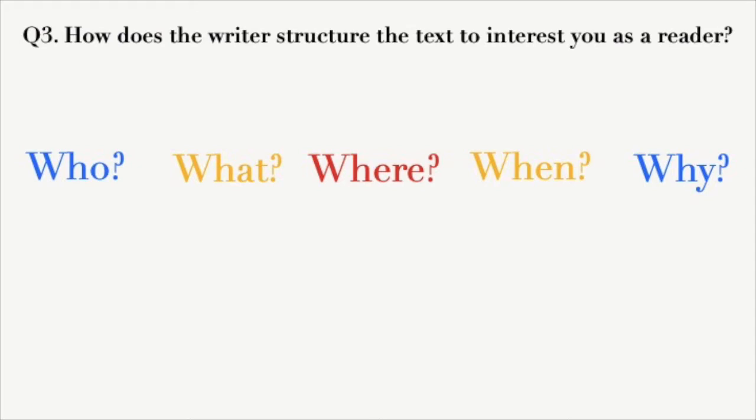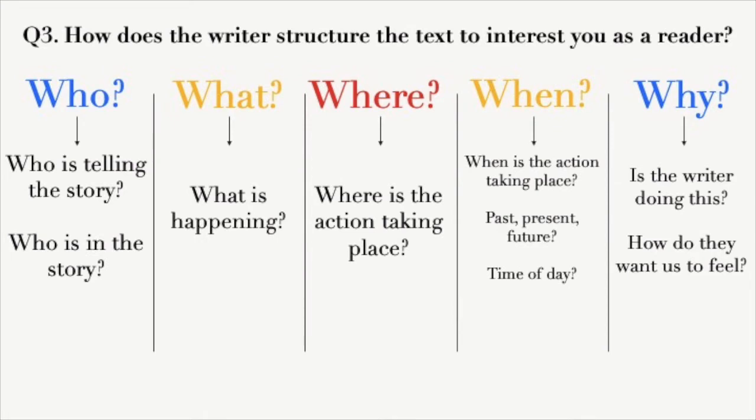So if we continue to think about these 5 words, then we can start to develop them. So as I've said, who is telling us the story and who is in the story? That's an important couple of questions to ask yourself. What is happening in terms of action and events? Okay. Where is this action taking place?